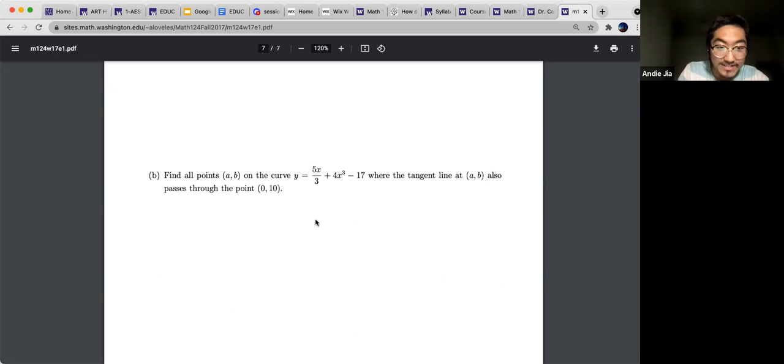So a horizontal tangent line is when the derivative is equal to zero. You find the derivative first, then set it equal to zero. That is what you need to do. If you ever see find whatever point, it is a horizontal tangent line.